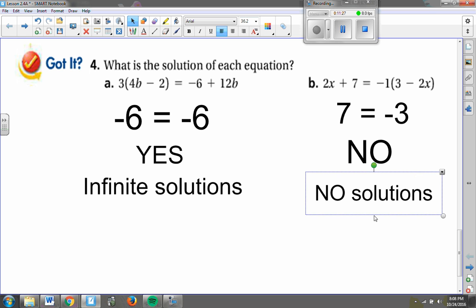Okay. So when all your variables disappear, those are your two options. If the variables don't disappear, we just solve it like normal. X equals this, A equals that, B equals this. But if the variables go away, you have two options. Infinite solutions, no solutions. Okay?